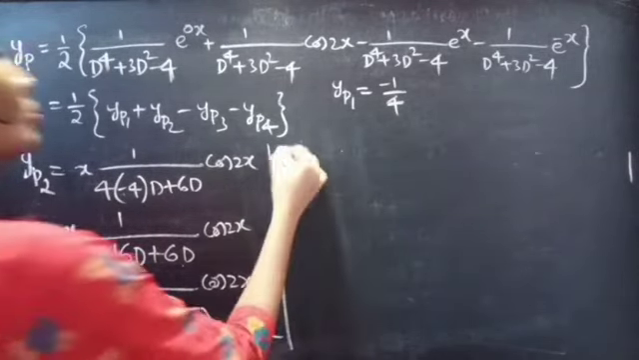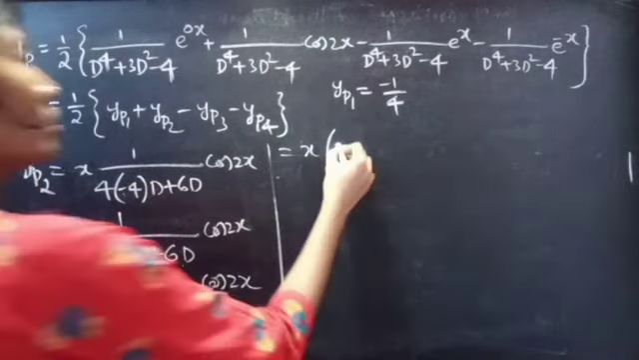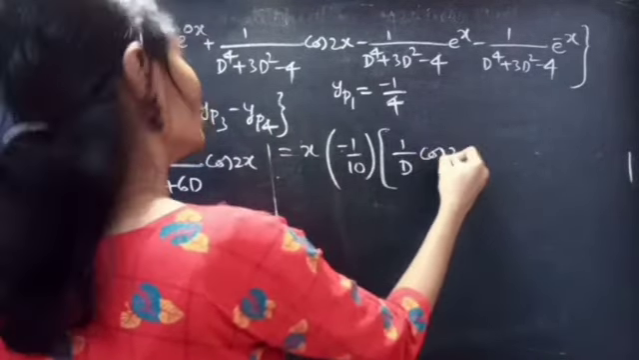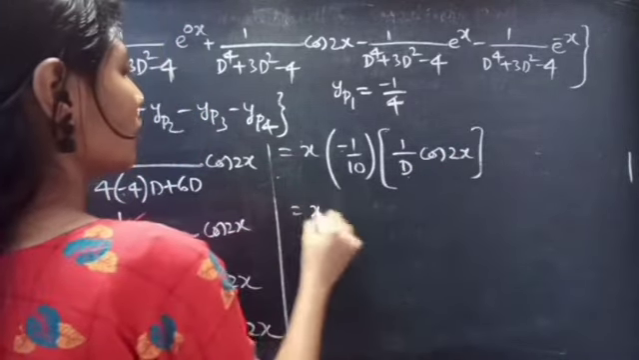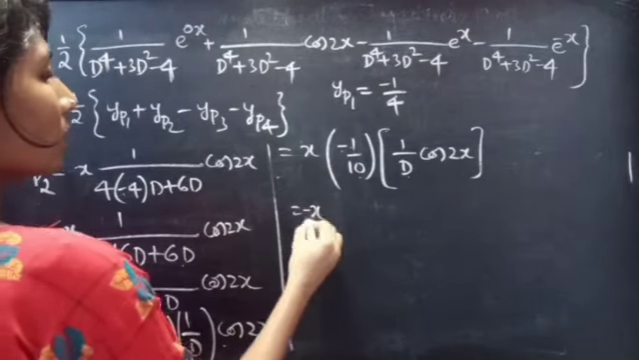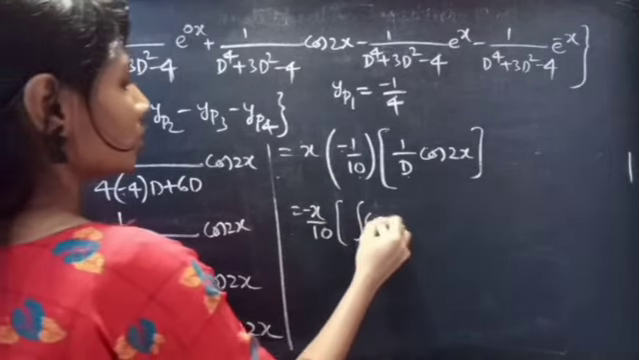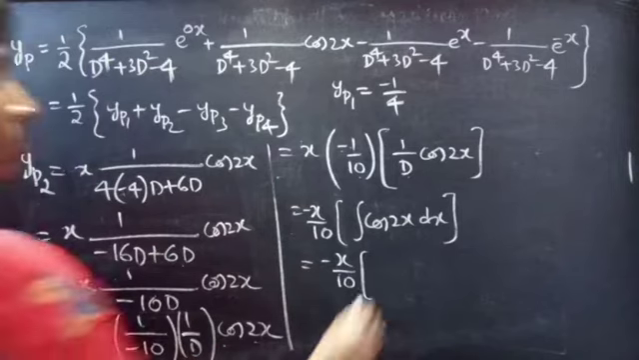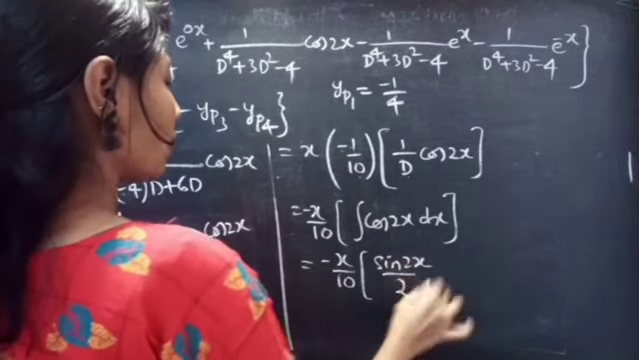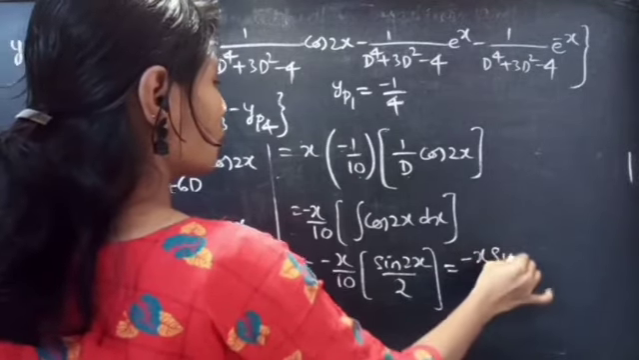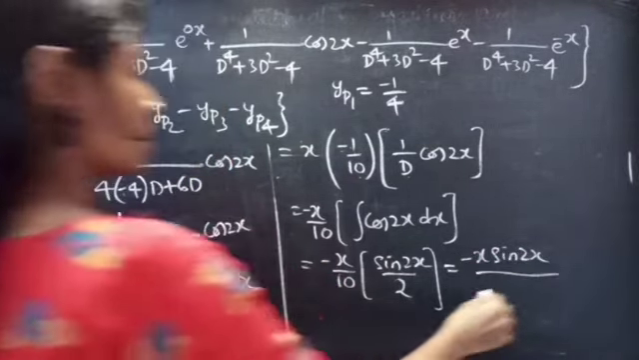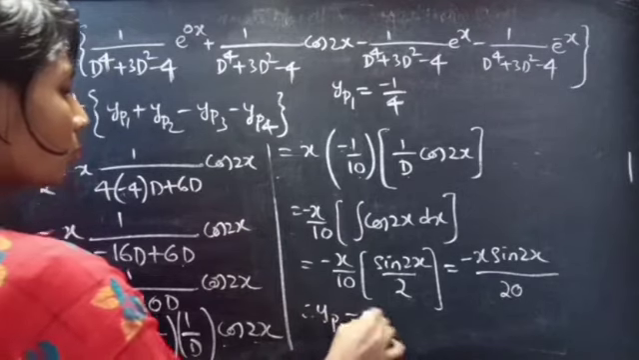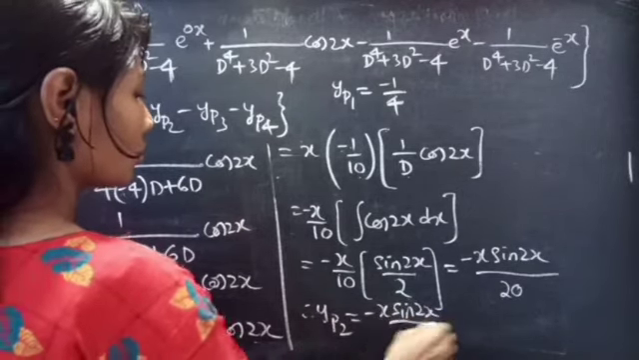Now we can write this as x into, write 1 by minus 10 as minus 1 by 10 into 1 by d cos 2x. We know that d is a differential operator, then 1 by d is the integral operator. We'll get x into minus 1 by 10, which is minus x by 10, into the integral of cos 2x, equal to minus x by 10 into, the integral of cos 2x is sine 2x by 2, which is equal to minus x sine 2x by 20. So this is yp2. Therefore, yp2 equals minus x sine 2x by 20.